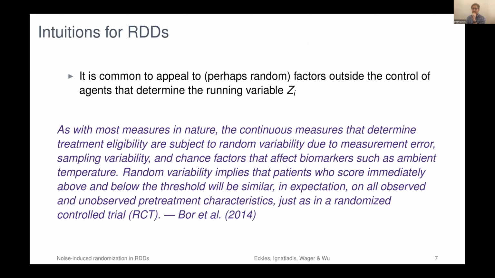And so in this example from Bor et al., they mention that there are just these measures that determine treatment eligibility. These running variables are subject to random variability due to measurement error, sampling variability, and chance factors that could affect biomarkers as well as performance on educational tests. So this motivates the idea that people right around this threshold are as if randomized. Their unobserved characteristics, these confounders that might bias our comparison as an estimate of treatment effects, are balanced right around the cutoff, just as we would have in an RCT.